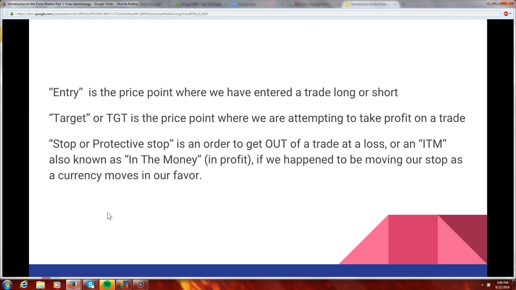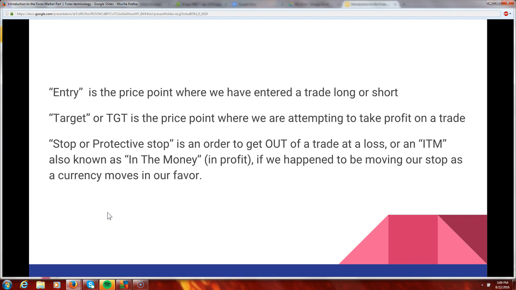Target, or TGT, if we're doing an abbreviation in the chat room, just means the price point where we're attempting to take our profit on a trade. And a stop, or a protective stop order, is an order to get out of a trade at a loss.